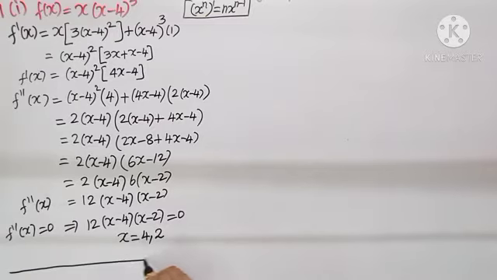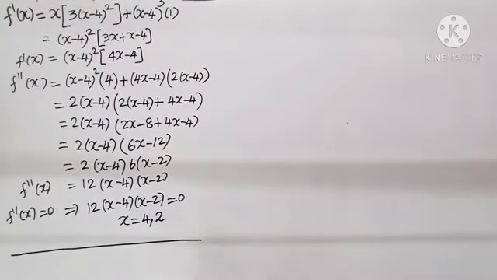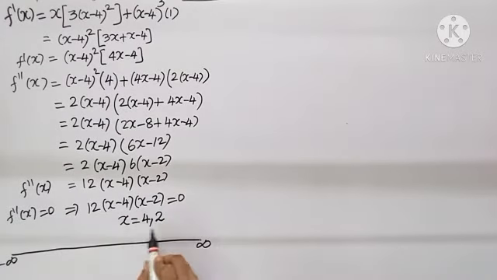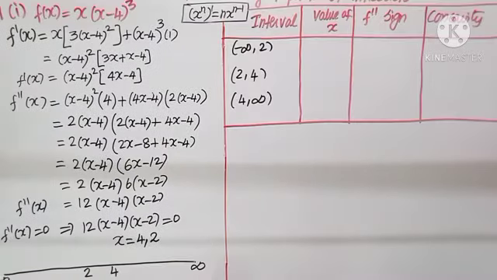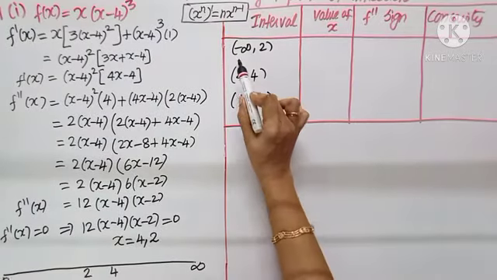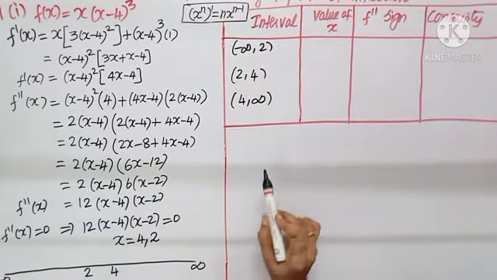Mark it in the number line to get the intervals. It is minus infinity to plus infinity. Out of the 2 points, the small one will come first, the big one will come second. How many intervals do we get? Minus infinity to 2, 2 to 4, 4 to infinity. We have 3 intervals.